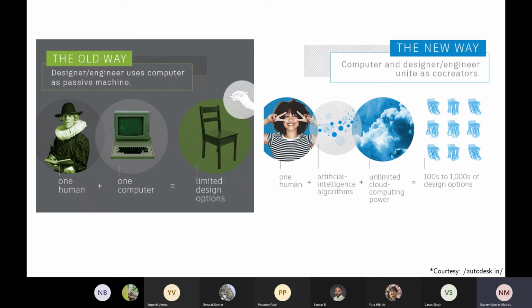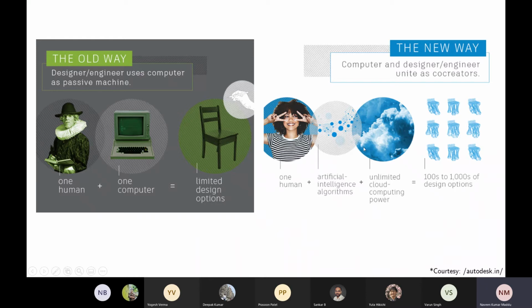And so what is the difference between the old way of design and the generative design? Fine. So the old way is nothing but you have one person and a computer, then you build it and then you remodel it, and again you do. It's a very time-taking and tedious process.